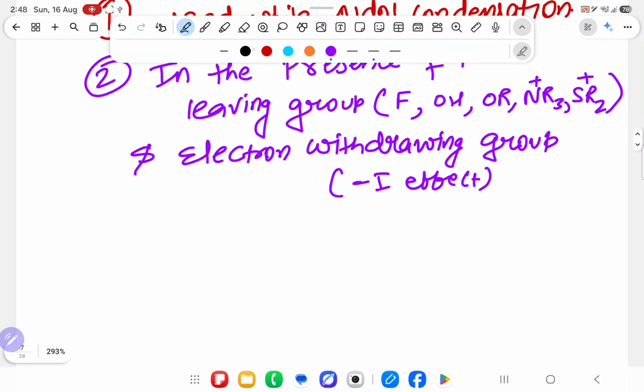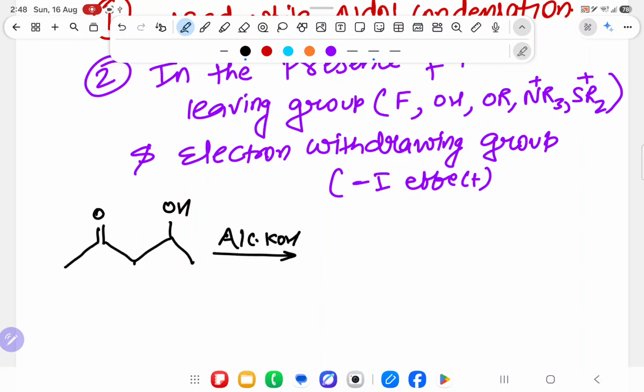What do you mean by that? Sir, give some example. Suppose I take a C double bond O over here, OH over here, this. Now you take alcoholic KOH. Reagent is the same as E2. Now you will say, sir, with alcoholic KOH, either it will do E2 or it will do E1CB. OH will go, this will become beta, this will become beta, and this is an electron withdrawing group. So it will not do E2, it will do E1CB.